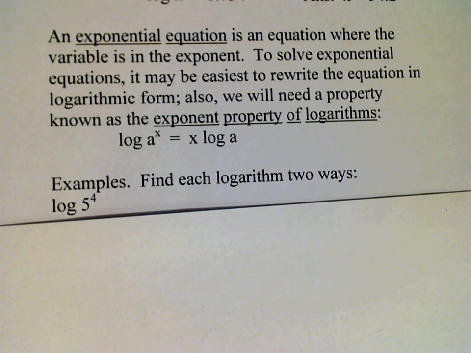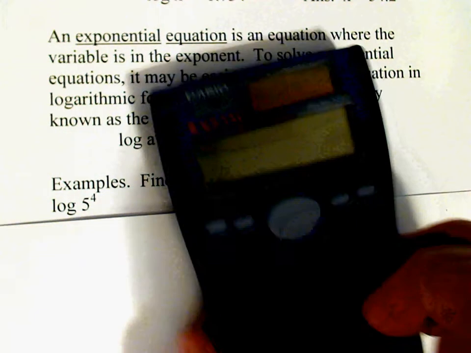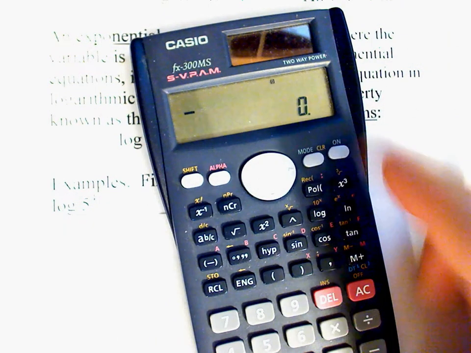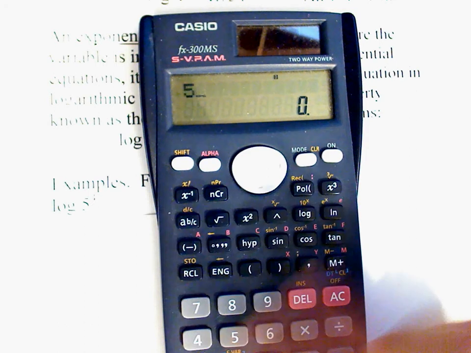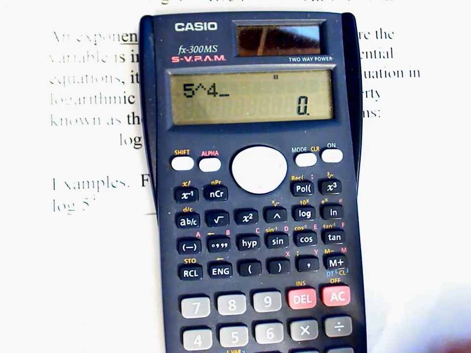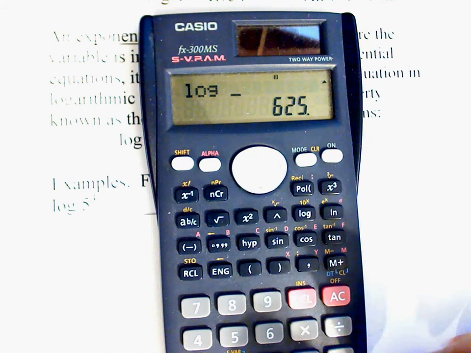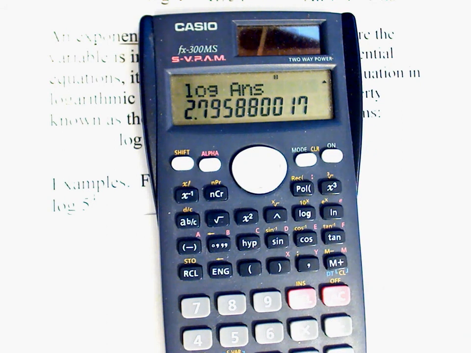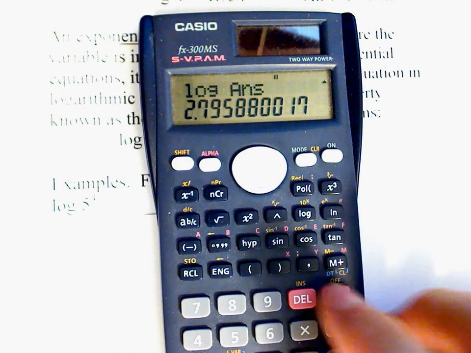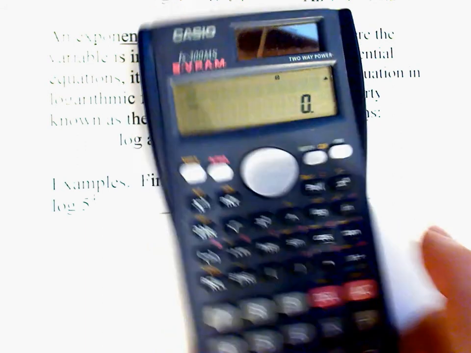Find log 5 to the 4th power. Well, there's two ways you could do this. You could compute 5 to the 4th power, which is 625, and then take the log of that. Okay, so let's do it that way. 5 to the 4th power, 625, and then take the log of that. And we get 2.795 and so on.